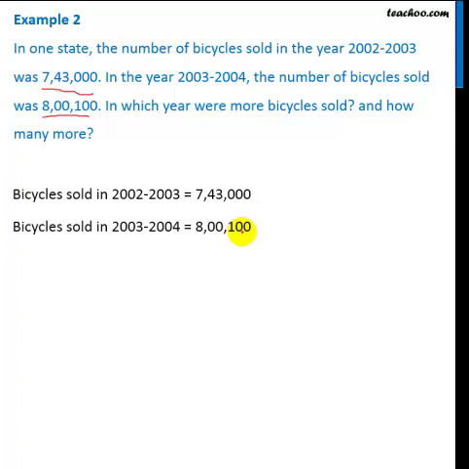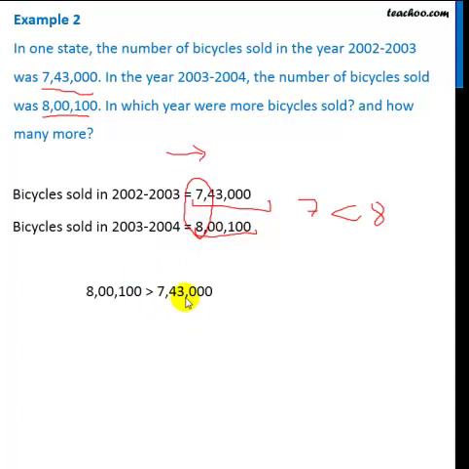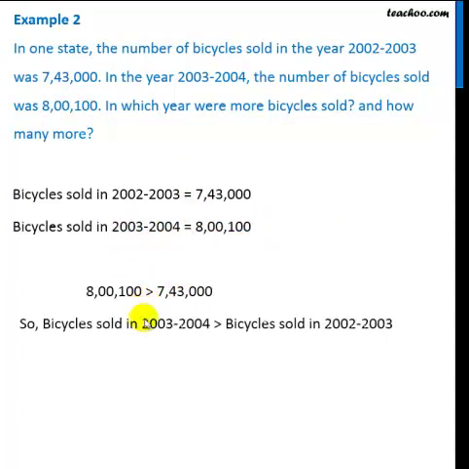Now while comparing these numbers, we first check the number of digits. Here both the numbers have the same number of digits. So we compare the individual digits starting from the left and going towards the right. Now the first digit, here it is 7, here it is 8. So 7 is less than 8. Since the first digit 7 is less than 8, that means this number is less than this number. So this number is greater. That is, the bicycles sold in 2003-4 were greater than bicycles sold in 2002-3.